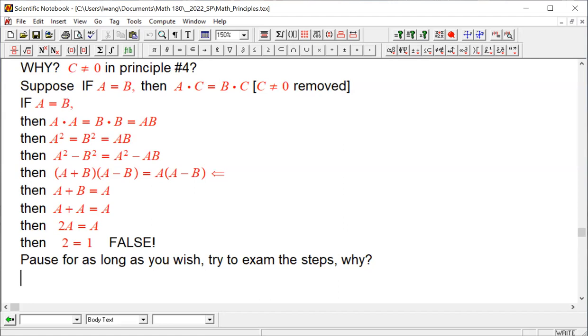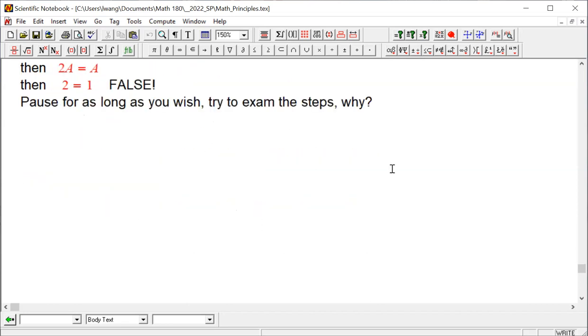Now, we have 2 more to go. Principle number 5. We're going to first use words, because I want you to think about it. When we look at the mathematical symbols, we have to think about the words, so we use the words to make sure we understand.